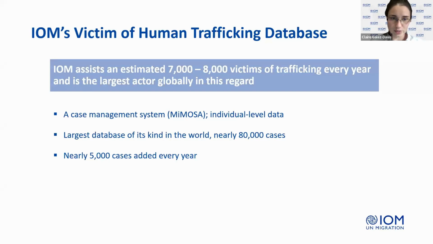So all of this is recorded in a case management system, which we call Mimosa. And Mimosa now has the largest database of its kind in the world, with nearly 80,000 cases of trafficking in persons, and nearly 5,000 cases are added every year. And so what we do in our team is that we try and safely and ethically use this data to learn more about trafficking in persons, and as far as possible, make it available for other researchers as well.